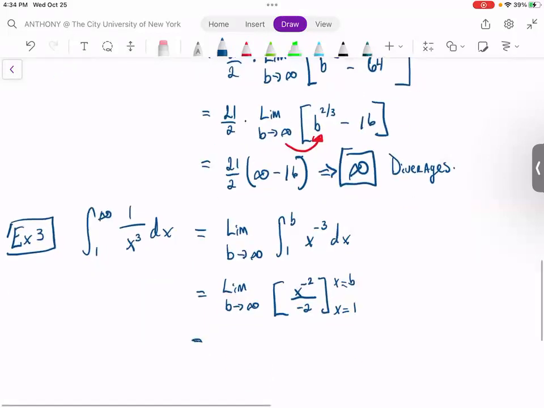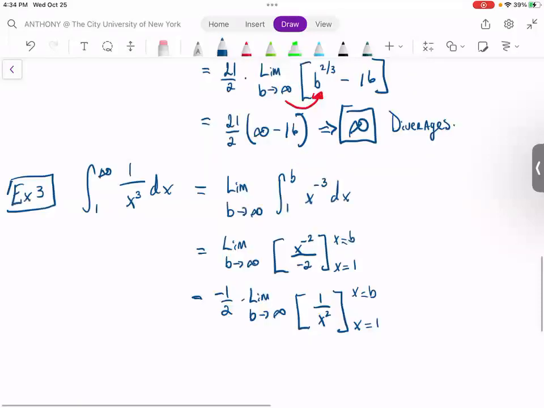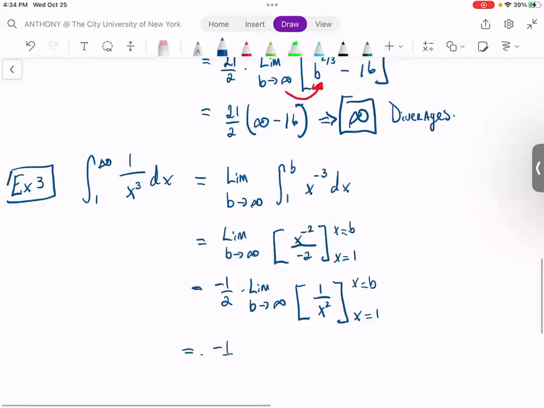If I pull that out, we'll still have this limit that comes after it. And the x to the negative 2, I can rewrite using a positive exponent. So I can rewrite that as 1 over x squared and evaluate this now from x equals 1 to x equals b. Well, if we apply the fundamental theorem of calculus here, we're going to get 1 over b squared minus 1 over 1.